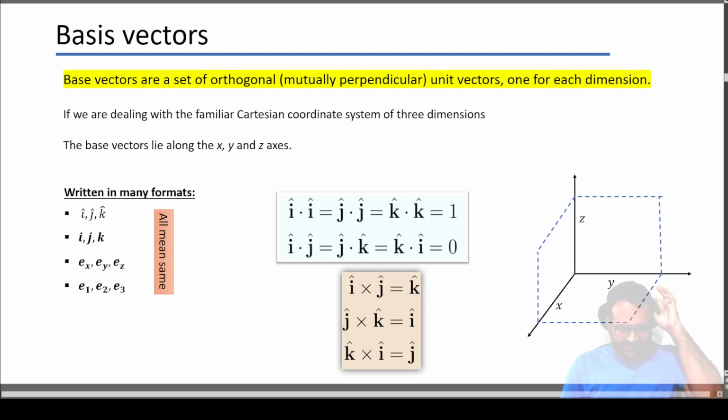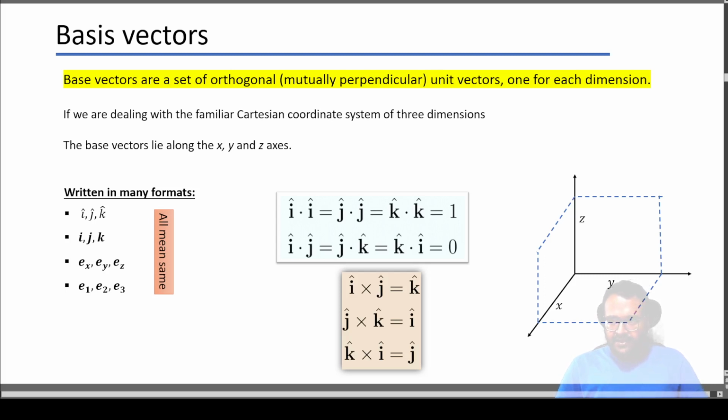E1, E2, E3, a general format. All mean the same. The basic property of unit vectors: I will introduce the dot products in more detail, but if you just have I dot I, j dot j, k dot k, it is 1, you all know it. And if you have a dot product with different unit vectors, as they are perpendicular, I dot j, j dot k, k dot I are all 0.